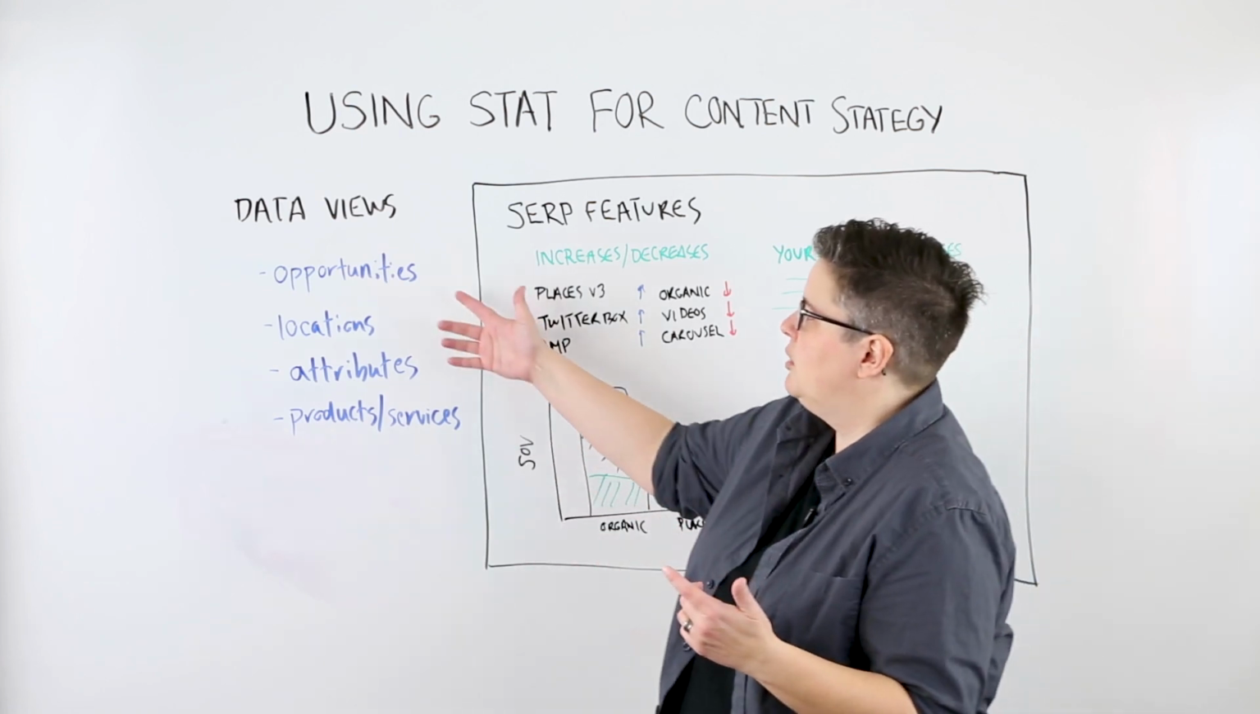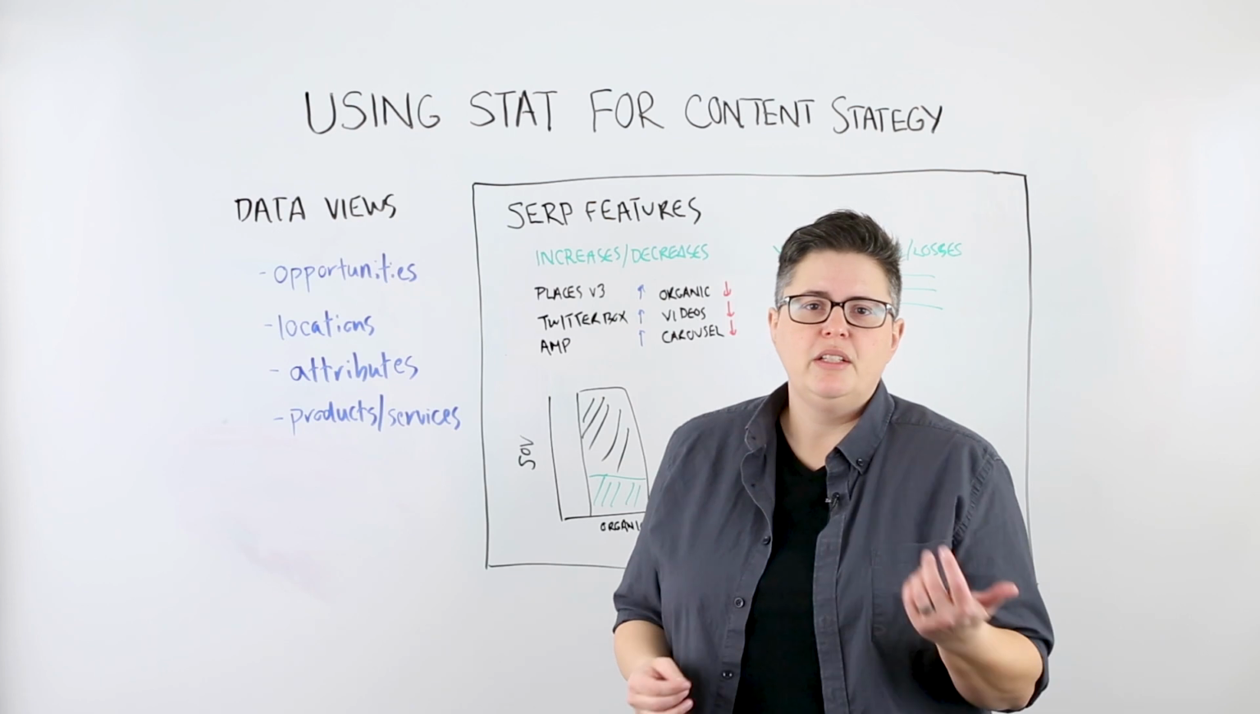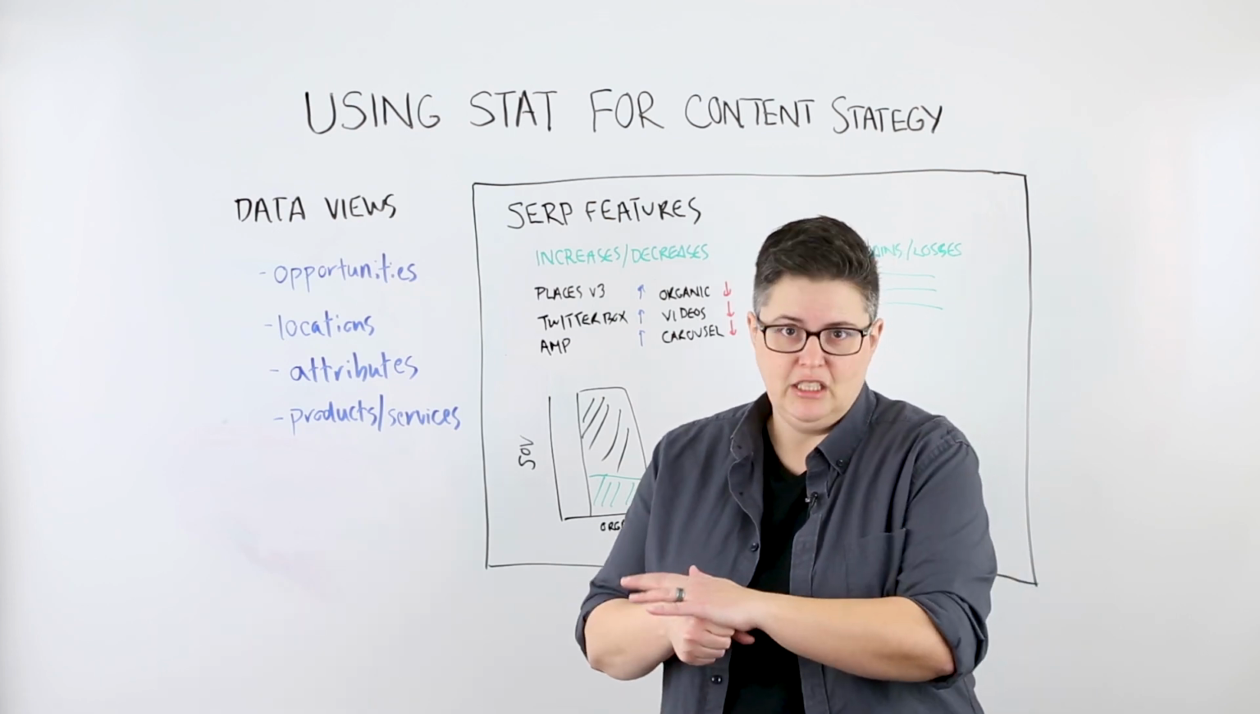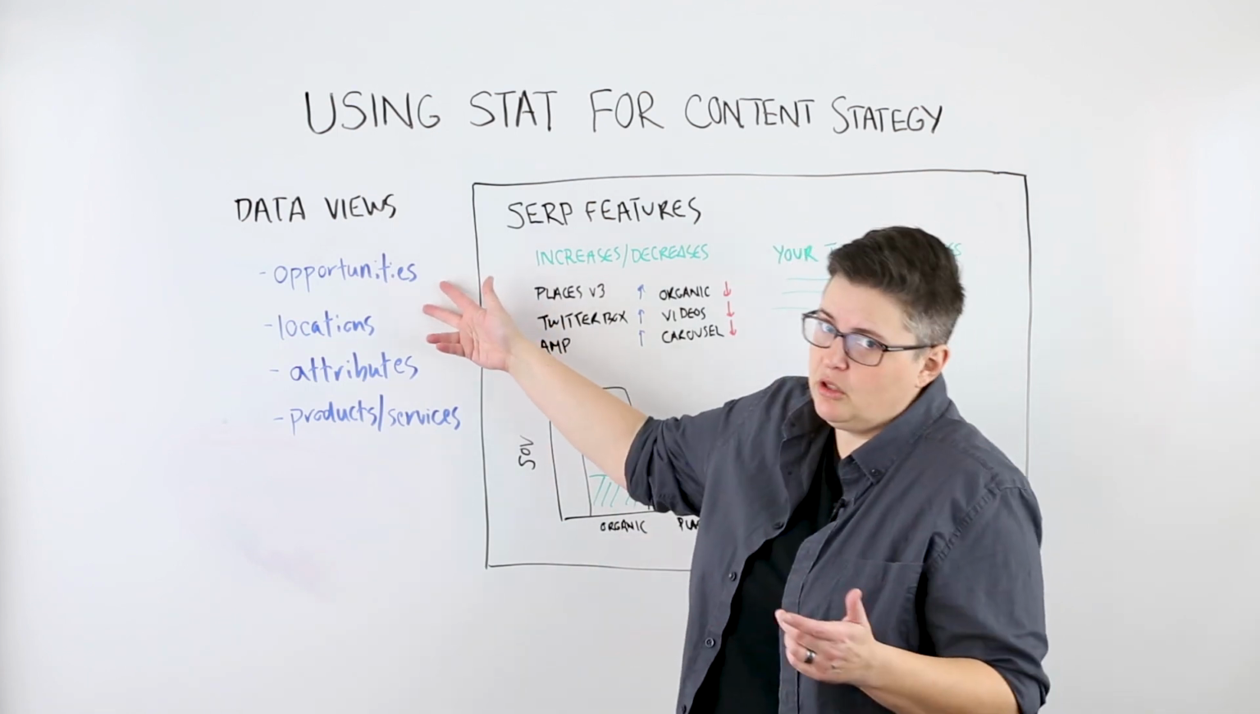And so what I want to see here for opportunities are things like where I'm not ranking, where are there places boxes showing up that I am not in, or where are there People Also Ask showing up that I am not involved in. This is a nice way to keep an eye on your competitors.